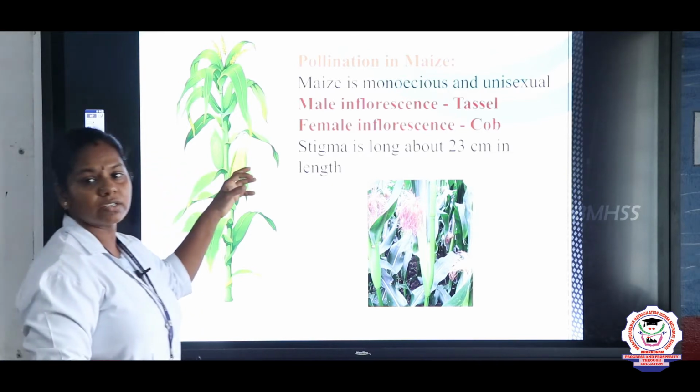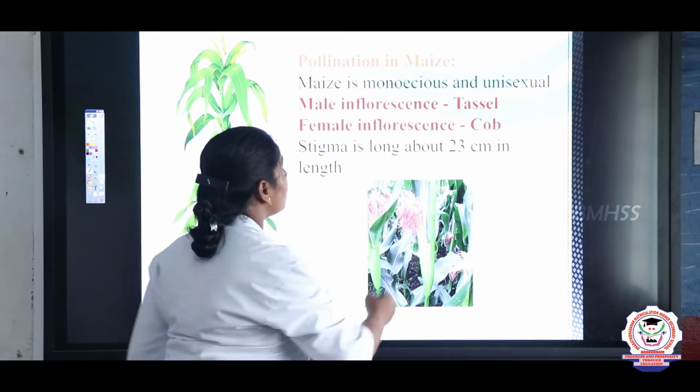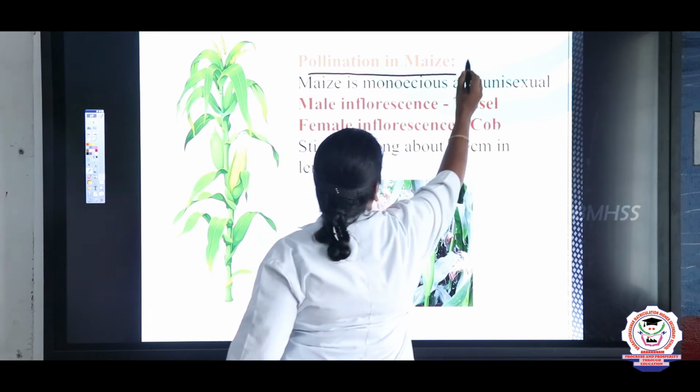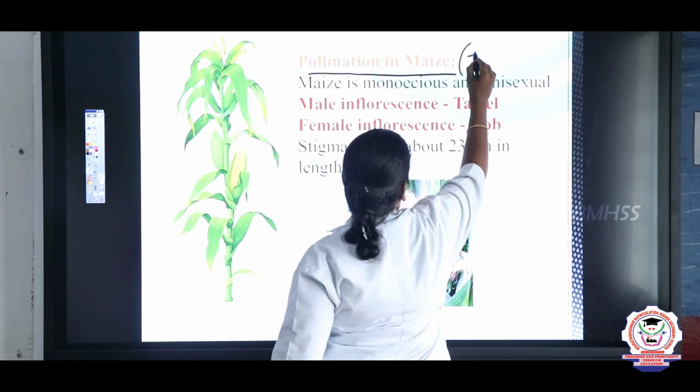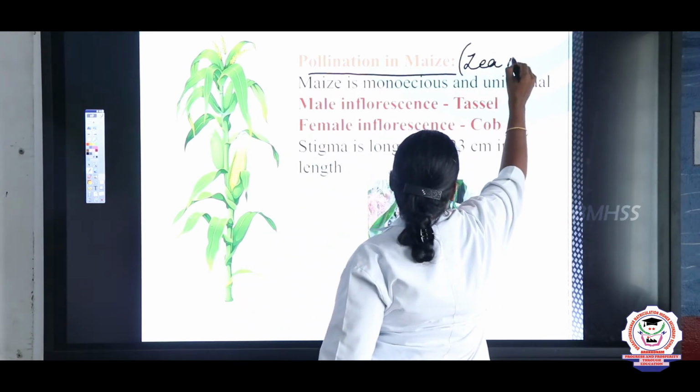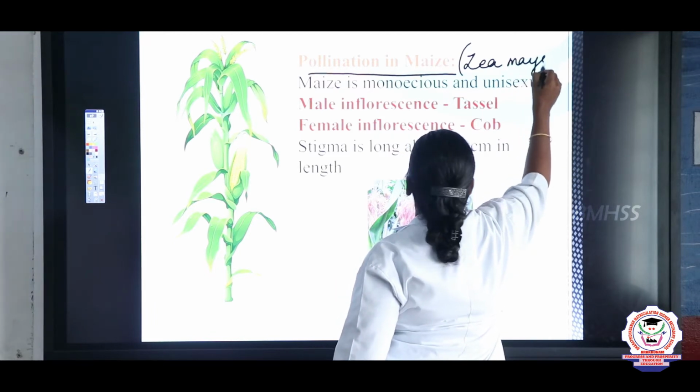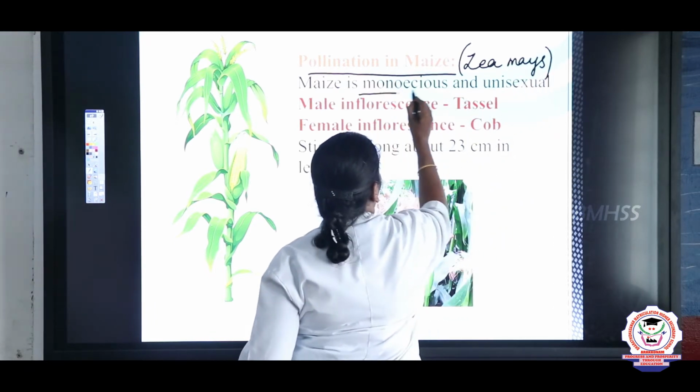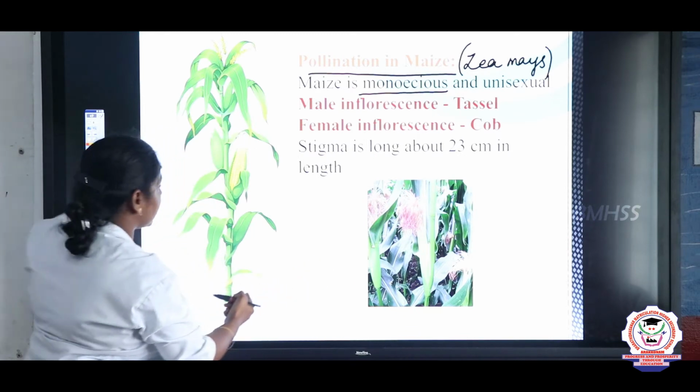And now we are going to see the pollination in maize. Maize, the corn plant, right? And what is the scientific name of this? Zea mays. What is the scientific name, children? Zea mays, and it is a monoecious plant. What do you mean by monoecious? It is a maize plant.